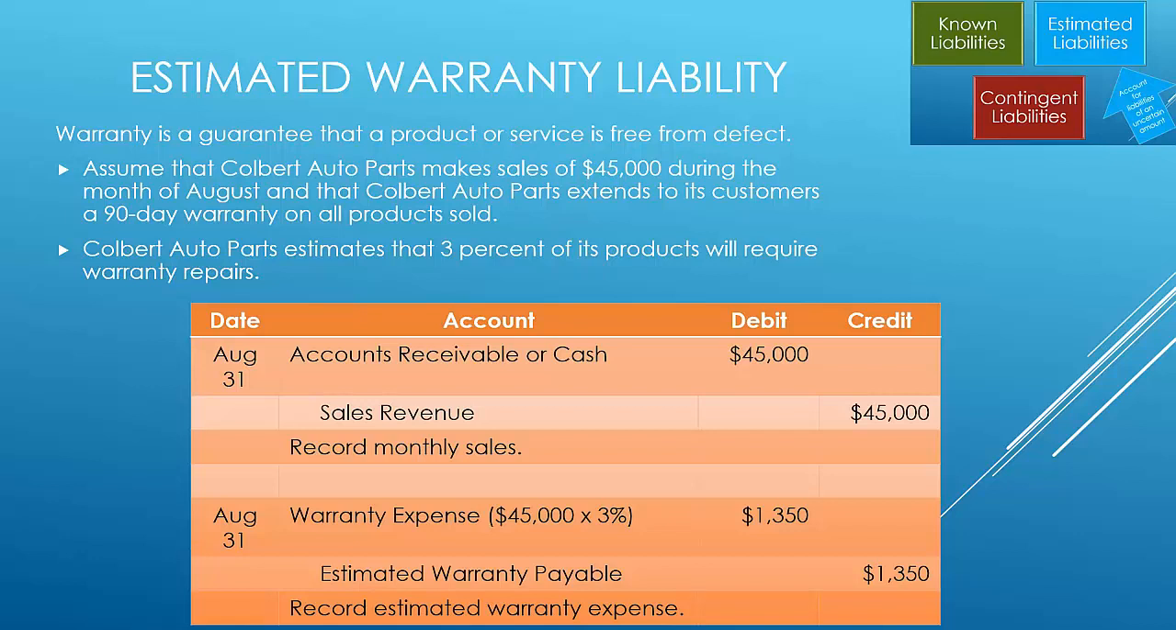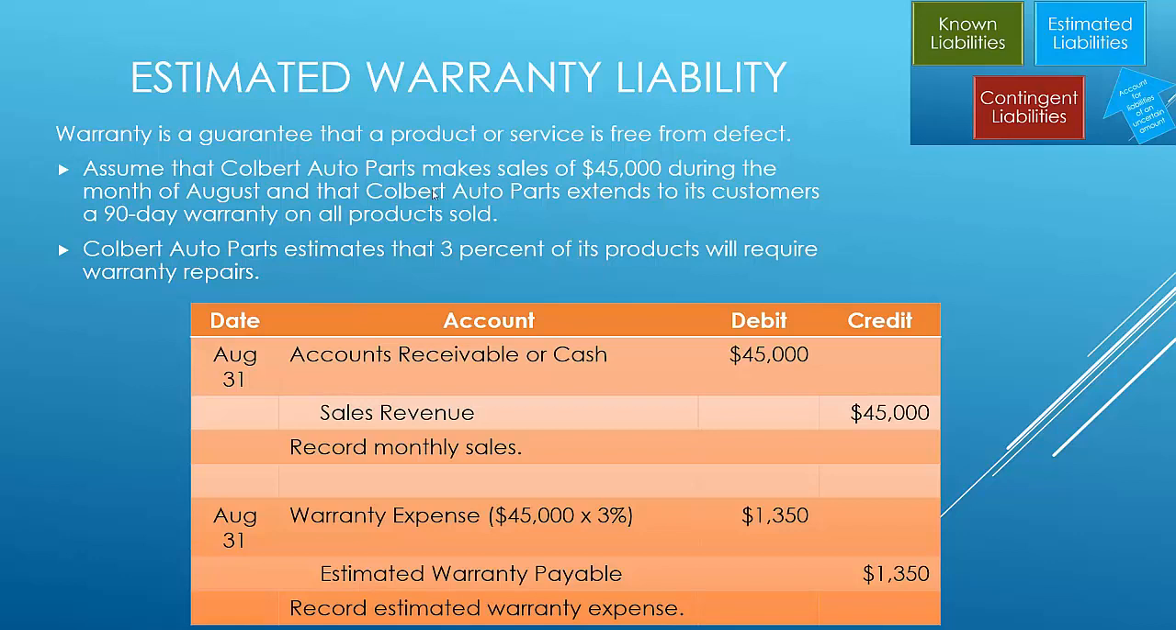So for someone that manufactures a good, they don't exactly know how many are going to be returned or how many are going to fall under the warranty period where something needs to happen with that, but they can reasonably estimate based on previous years how much of the amount of revenue is actually going to need to be covered under that warranty. So that's why we call these estimated liabilities, because we're pretty sure they're going to happen, we just don't know how much.